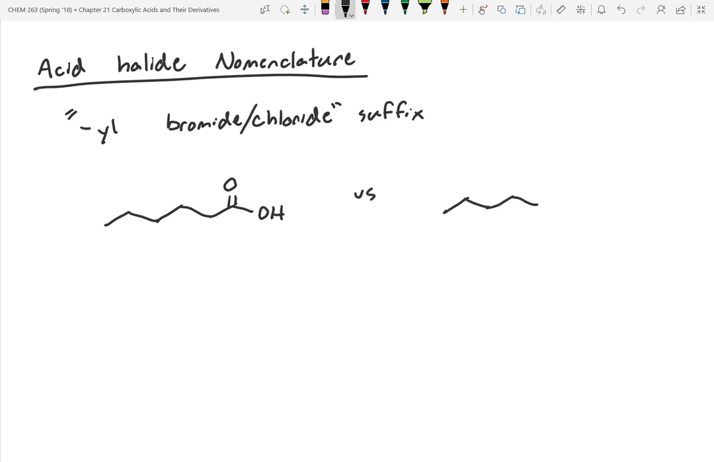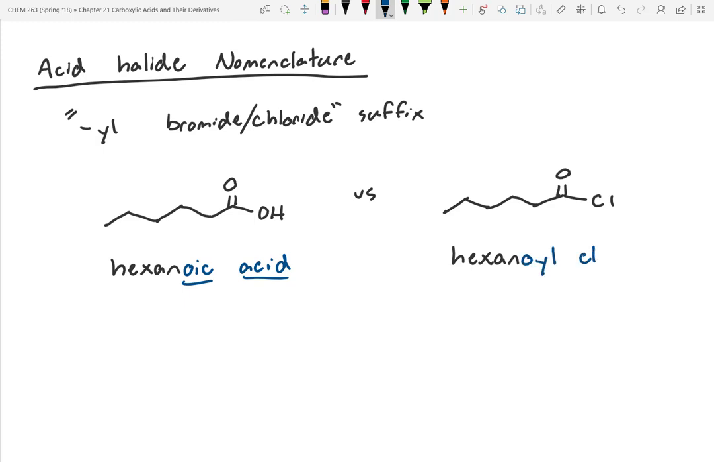We'll compare the parent carboxylic acid with the acid halide. So the one on the left has 6 carbons. We previously said that you always start with the prefix, which in this case is going to be hexane. And then we have the oic acid suffix for carboxylic acids. For the next one, we still have hexane, and then we go oyl chloride. So you do have to change the suffix to that yl.